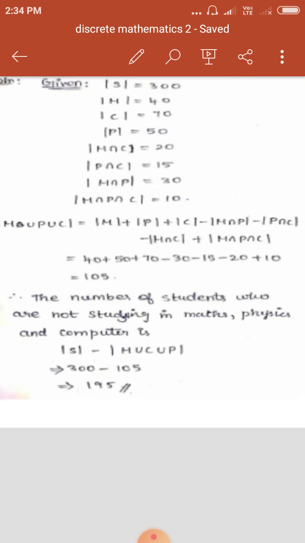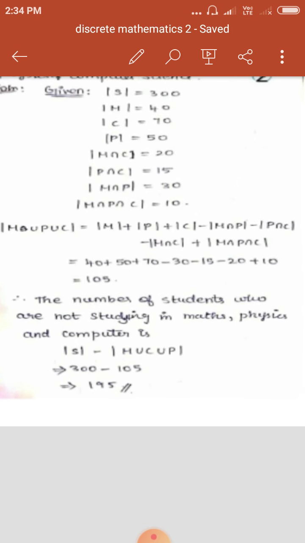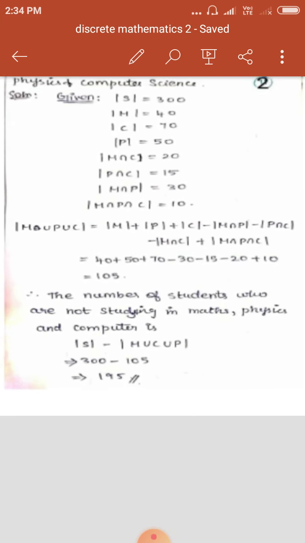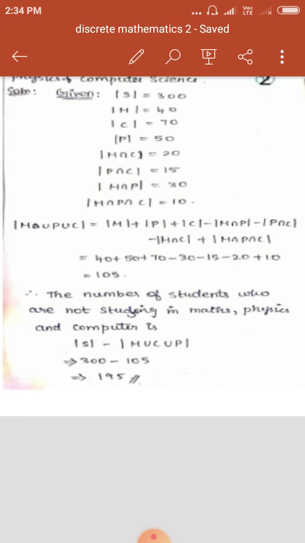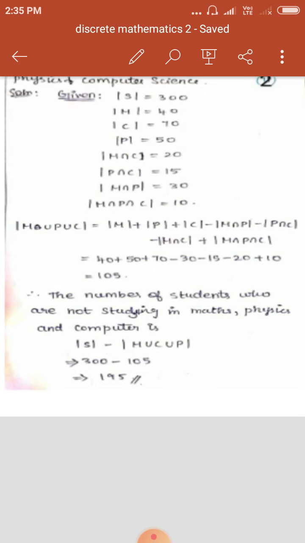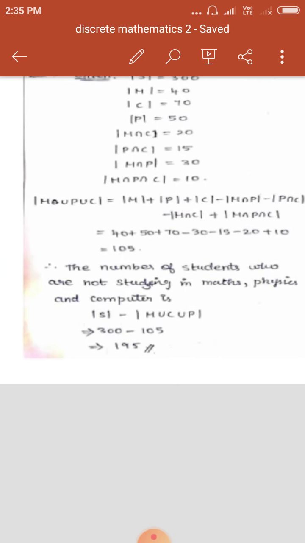Substituting all the values and adding all the terms, we get the value 105. But the question asks for the number of students who are not studying physics, maths or computer science. So we have to subtract 105 from the total number of students, 300. 300 minus 105 is 195. Therefore, the number of students who are not studying any of the three subjects is 195. Right. See the next sum.